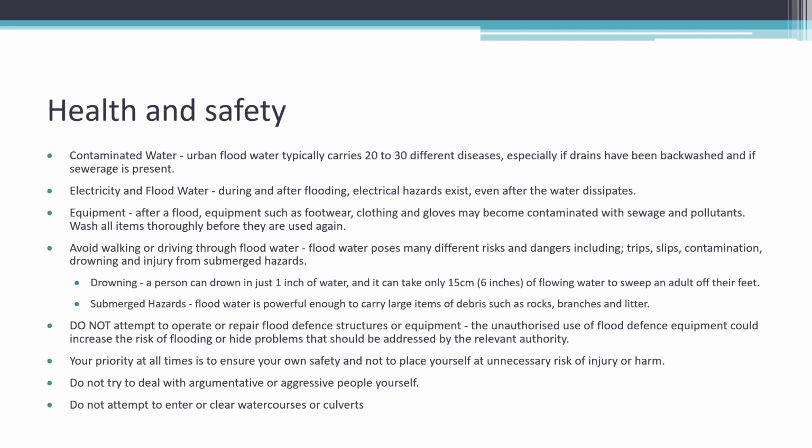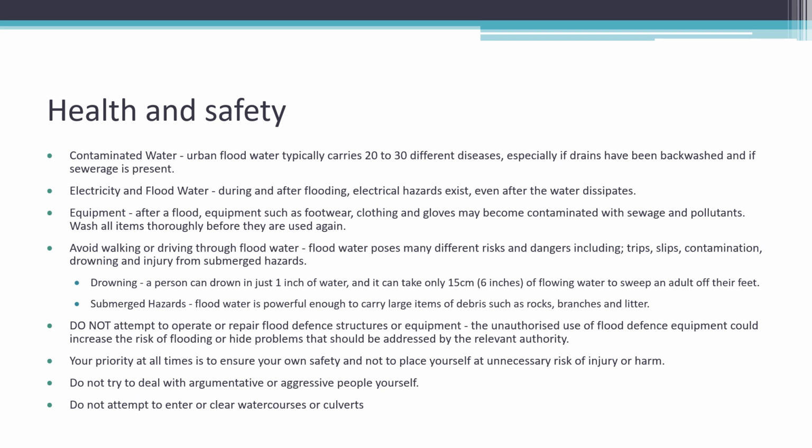Always be aware of the risk of contaminated water during a flood. Flood water can carry many different diseases, so make sure you are mindful of this and thoroughly wash if you come into contact with flood water. Electrical hazards exist even after water dissipates, so if an electrical appliance has been in contact with water, have a professional check it out before you use it. It may need to be repaired or replaced. After flood, equipment such as clothing, boots and gloves may be contaminated. Wash all items thoroughly before they are used again.